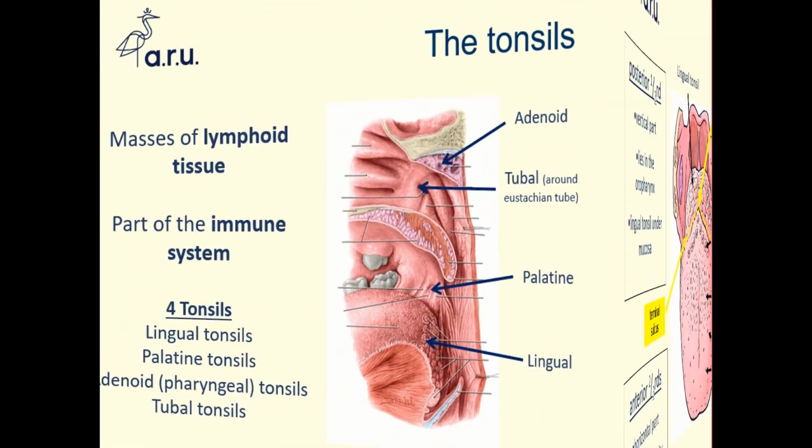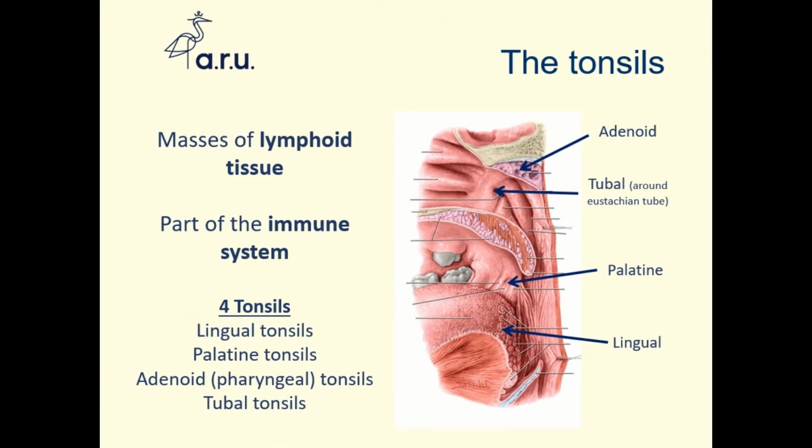Now we're going to have a look at the tonsils. We briefly talked about the tonsils already. There are four main tonsils in the oropharynx and nasopharynx region, and these contribute to the immune system. We've got the lingual tonsils, and the palatine tonsils, which are the ones removed in tonsillectomy. Then we've got the pharyngeal or nasopharyngeal tonsils, whose pathological enlargement is known as the adenoid. And then we've got the tubal tonsils.